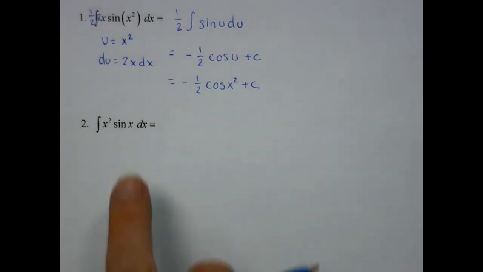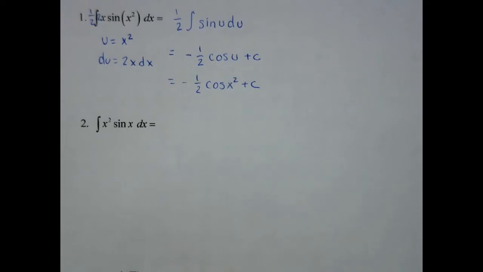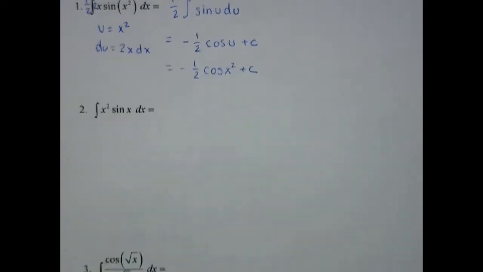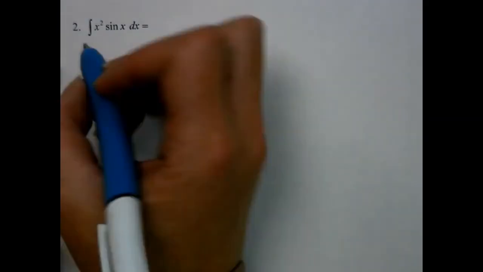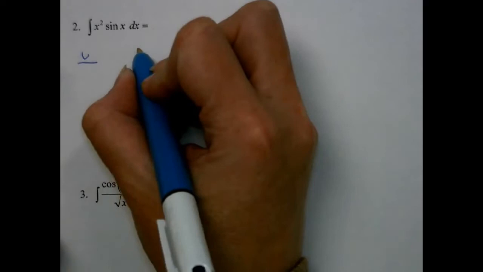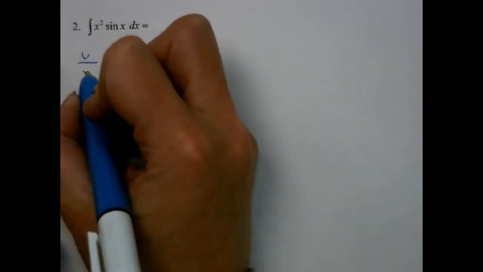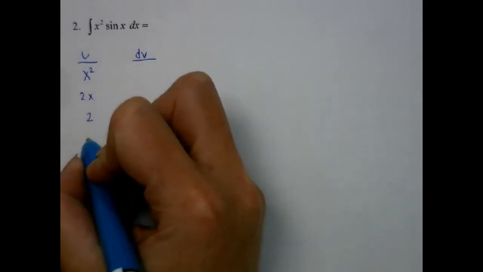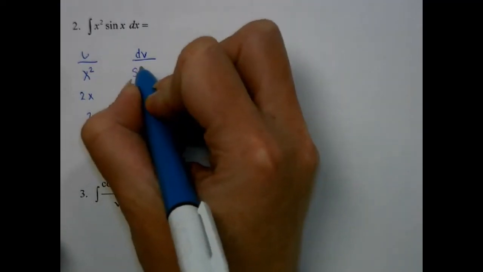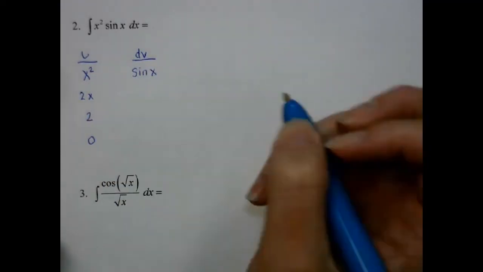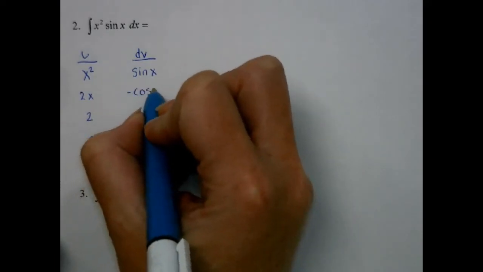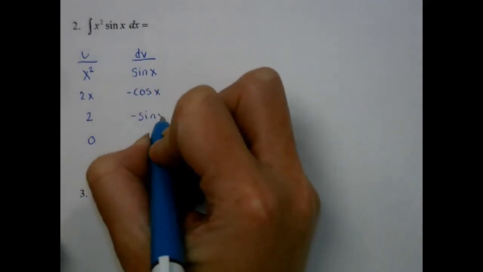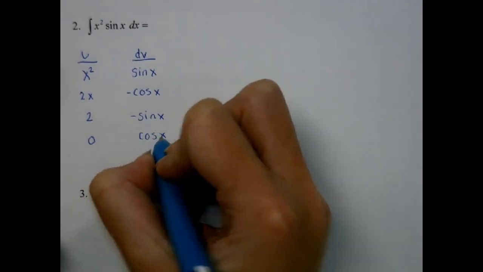Okay, versus the second one, which is a product. And when we have a product, we use integration by parts. You can do this using the uv minus v du or using our tabular method, which will make sense in this case because we're going to have to do multiple integrations. So this is x squared, 2x, 2, and 0. My dv is going to be sine of x, and then we'll integrate. So that's going to be a negative cosine of x, negative sine x, positive cosine of x.